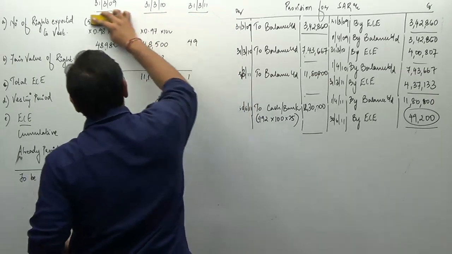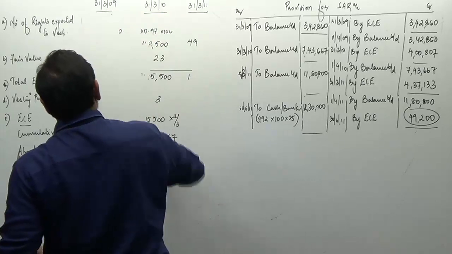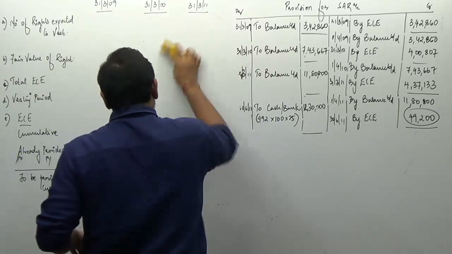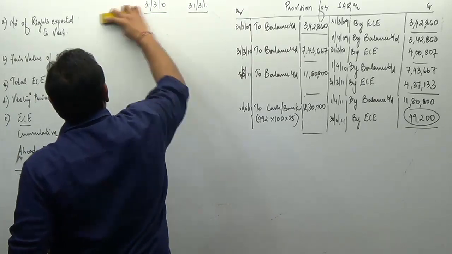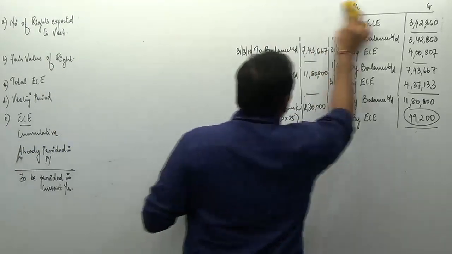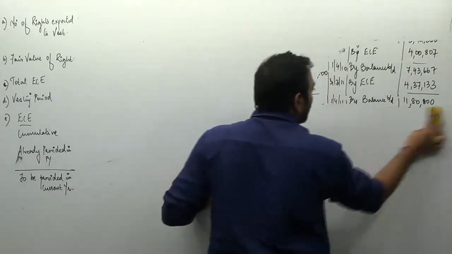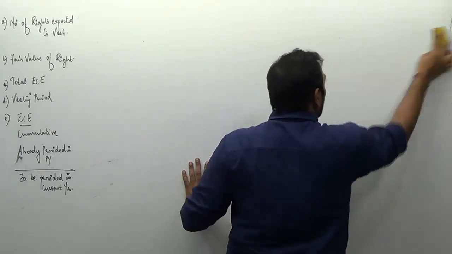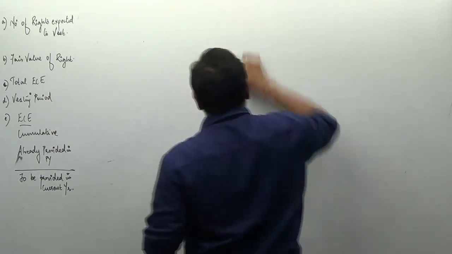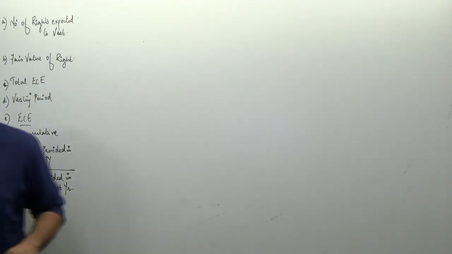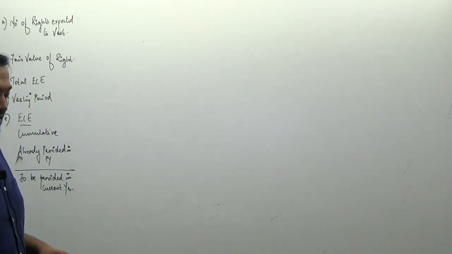Fair value of the option with restrictions is equal to fair value without restriction minus 3 rupees. Fair value of the option with restriction is equal to fair value without restriction minus 3 rupees.